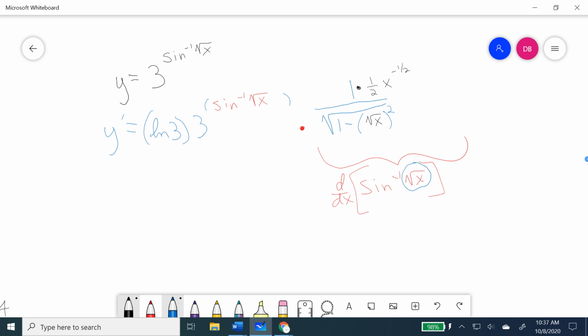You don't have to simplify your answers. In fact, it's easier for me to grade if you don't. If you don't simplify, I can see your derivative process as I look over it and see that you understand what you're supposed to understand.